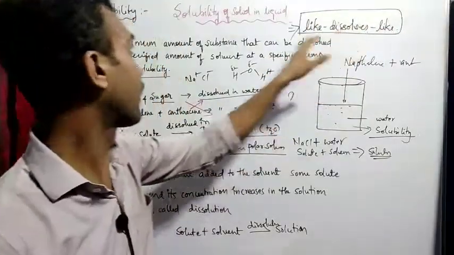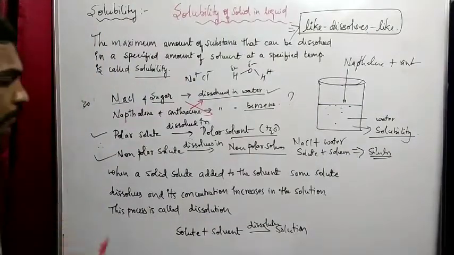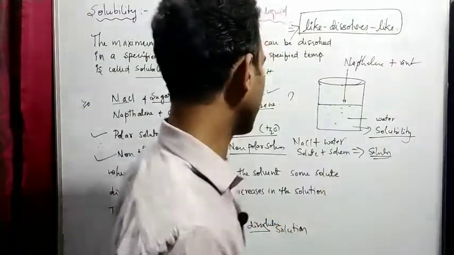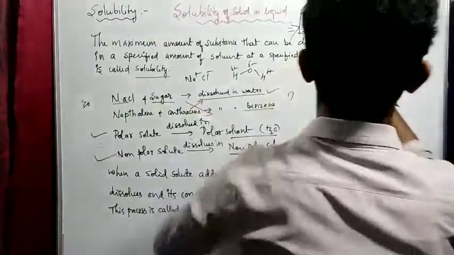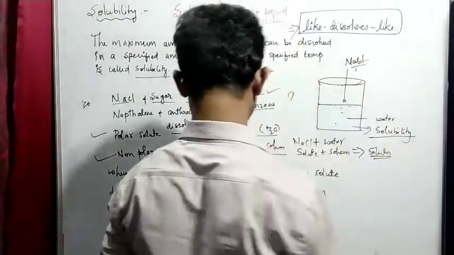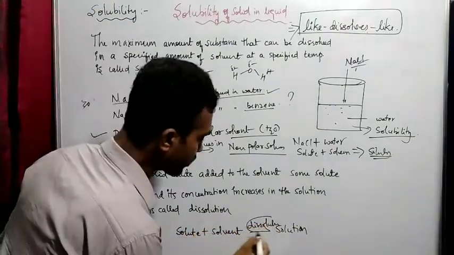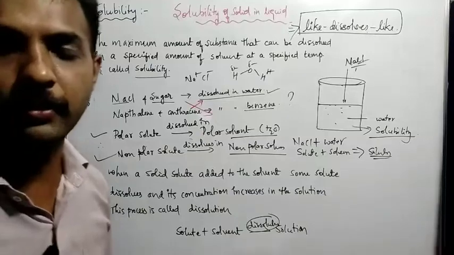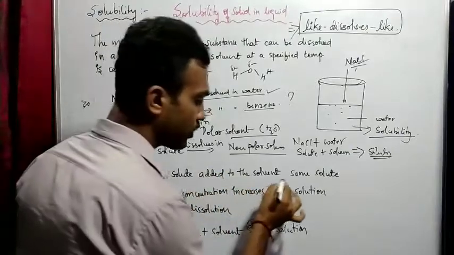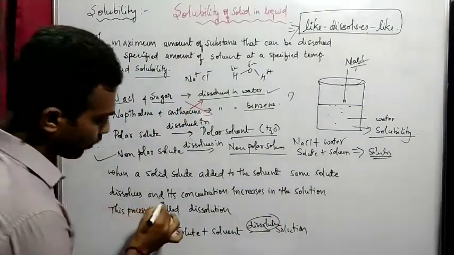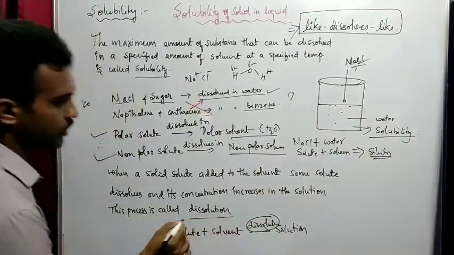In this principle, the solubility of solid in liquid takes place. One more thing: when you add sodium chloride to water, NaCl to water, solute plus solvent, what happens? You get a solution, and that process we call dissolution. So what is dissolution? When a solid solute is added to the solvent, some solute dissolves and its concentration increases in the solution. This process is called the dissolution, right?